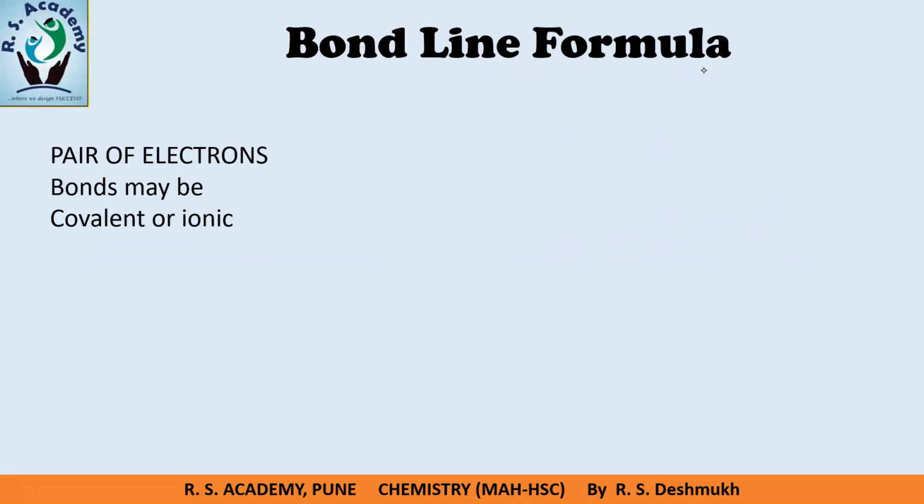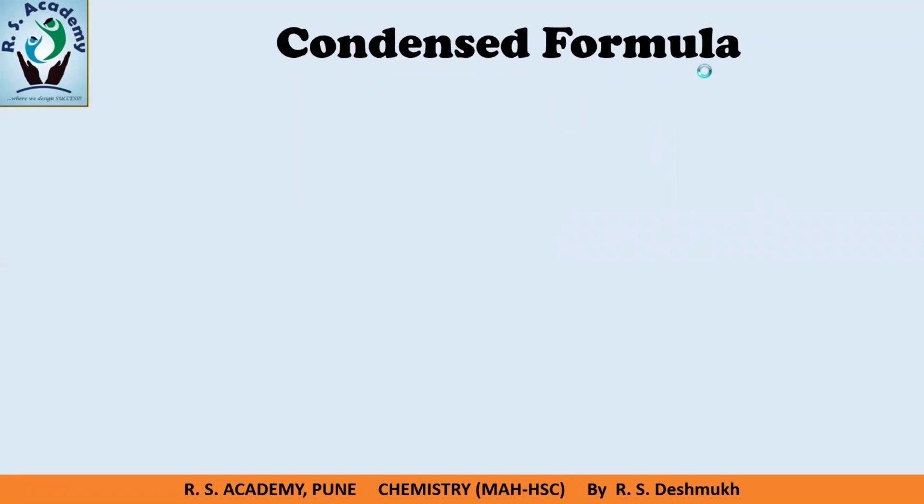Now after that we are moving to the next point, the condensed formula. Here a number of students get confused. I think you are already familiar with the alkanes. The first one is methane, which is represented as CH4, which we have just written. Thereafter we say ethane, but in case of alkanes we know that the general formula is CnH2n+2. So it is C2H6, but this is not a condensed formula.